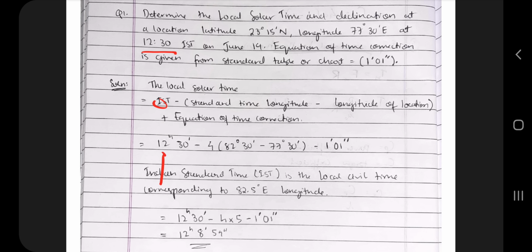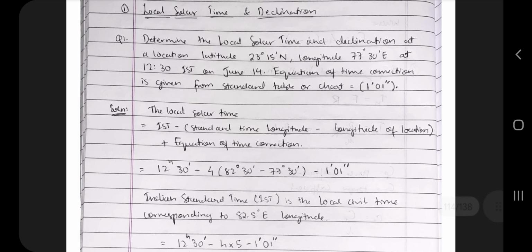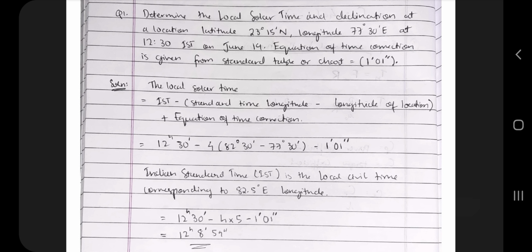So you'll write it as 12 hour 30 minutes minus 4 into (82°30' minus 77°30'). 82°30' is given here. That is the standard time longitude of India, which you have to memorize, I guess. So 82°30' will be written here, minus the longitude 77°30'.